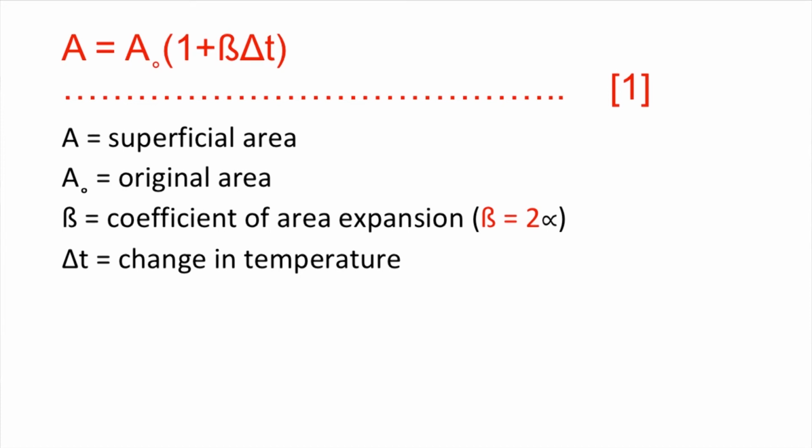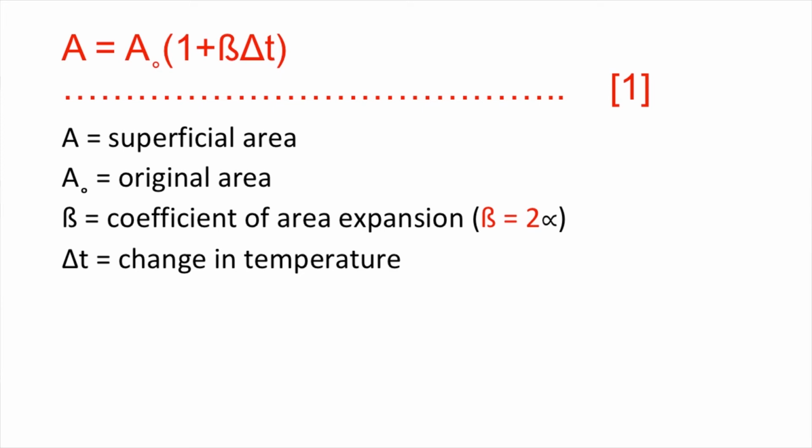Superficial area. The equation for superficial area is given by A = A0(1 + β ΔT), where A is the superficial area, A0 is the original area, and β is the coefficient of area expansion. In most cases, you are not given the coefficient of area expansion.